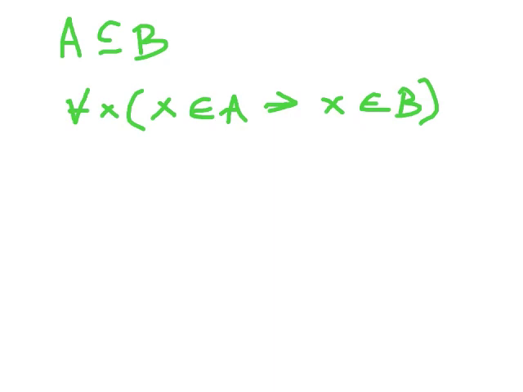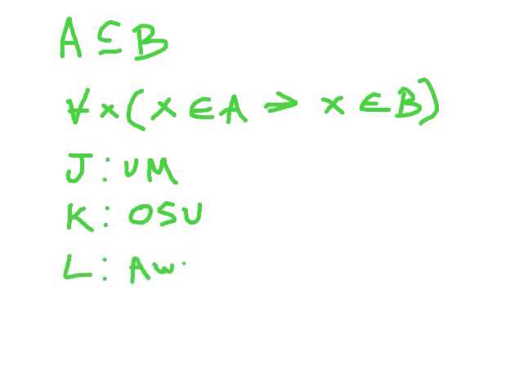This must be true for A to be a subset of B. Now, consider the following situation. J is the set of students who have at one point attended the University of Michigan. K is the students who at one point attended the Ohio State University. And L is the set of people who are awesome.